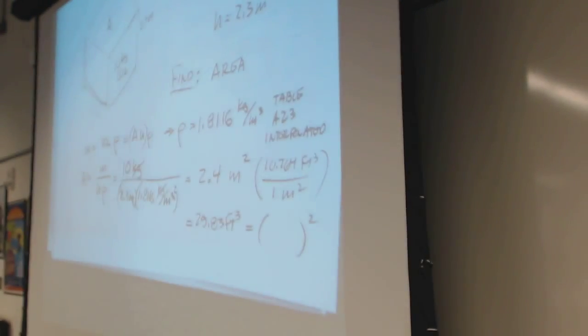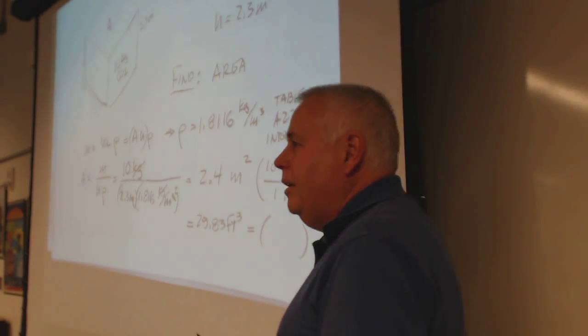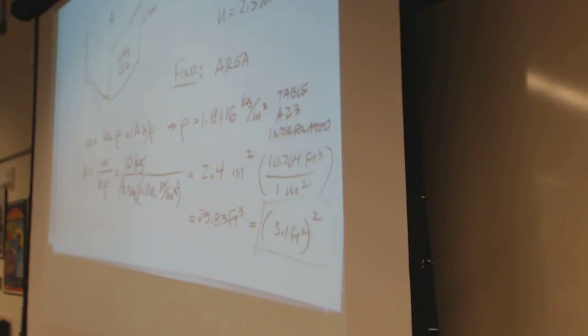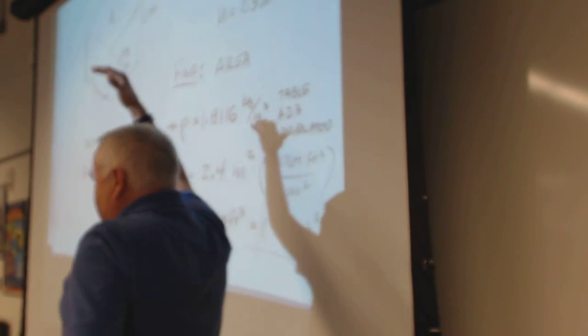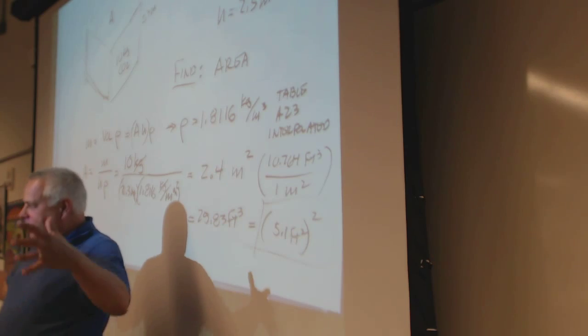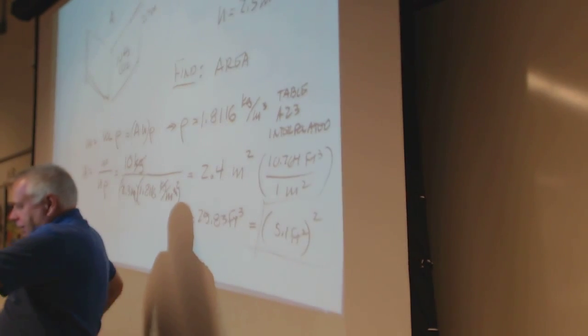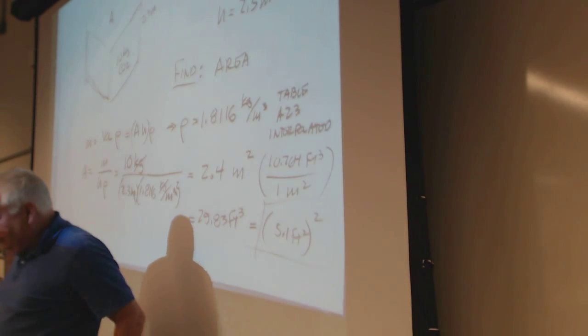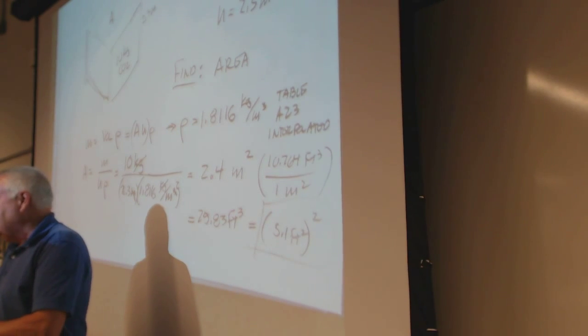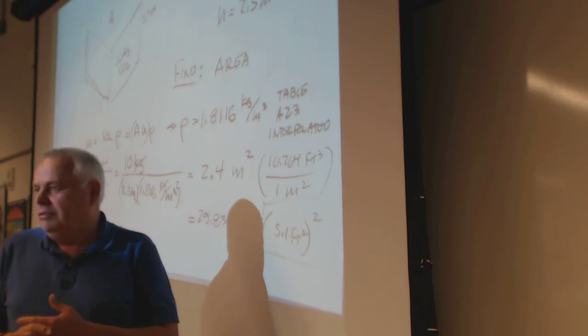I want the square root of it. 5.08. I'm going to call it 5.1. So what did we do? We figured out that a standard room that has a 5-foot square, that 10 kilograms of CO2 would fill. That's something like 5 feet on the floor to the top of the room. That's 10 kilograms of CO2.